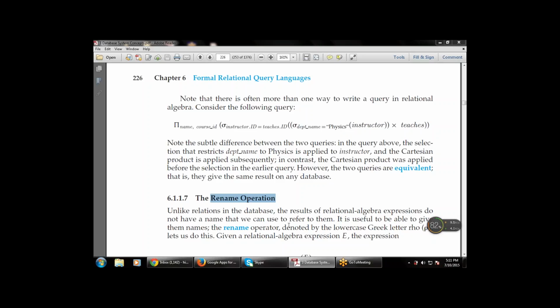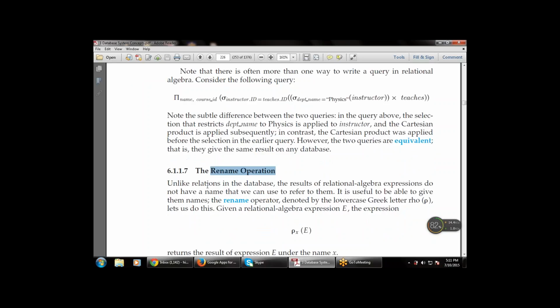Rename operation, that is how to do the rename of a relation, how to do the rename of the different relations. So we have covered the Cartesian product, set difference, select and projection operations. Now next is the rename operation.